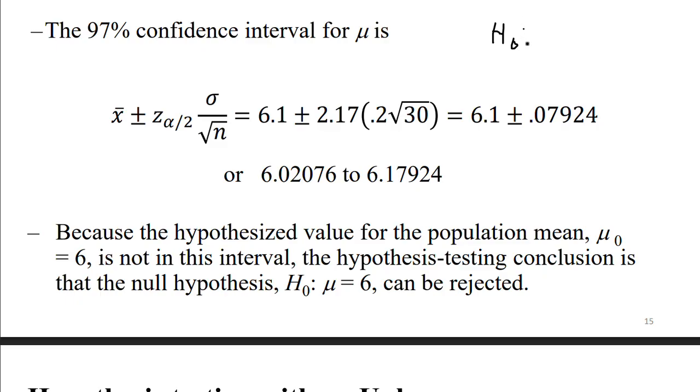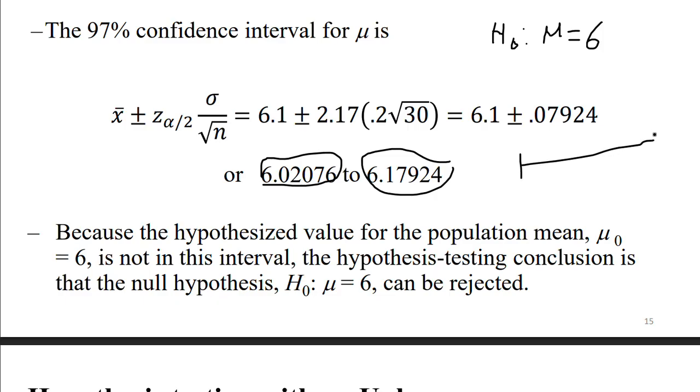Now, to use confidence interval to arrive at the same conclusion, what we do is we calculate the two values within which we hope to see the population average. And these are the two values, 6.02076 and 6.17924. If the population average is a number we see between these two numbers, then it means we can accept the null hypothesis, right? And so the two numbers are what we see here. Let's call this A and let's call this B.